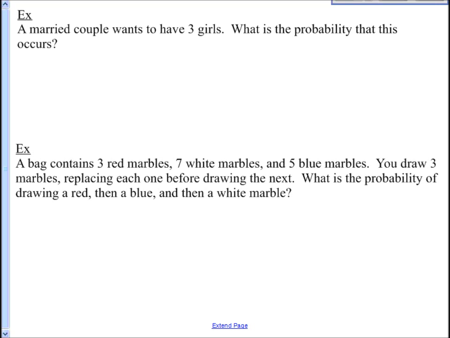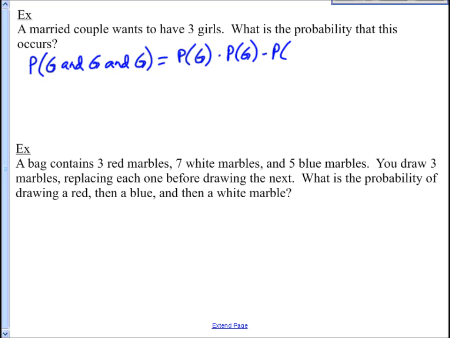So if you're looking at this, a married couple wants to have 3 girls. What's the probability that they have a girl and then another girl and then another girl? Again, always independent here. So it's the probability of having a girl times the probability of having a girl times the probability of having a girl. The probability of having a girl is 1 in 2, 1 in 2, 1 in 2. So you've got a 1 in 8 chance that you're going to have 3 girls right in a row like that. Okay, all right. What if you have a bag here?